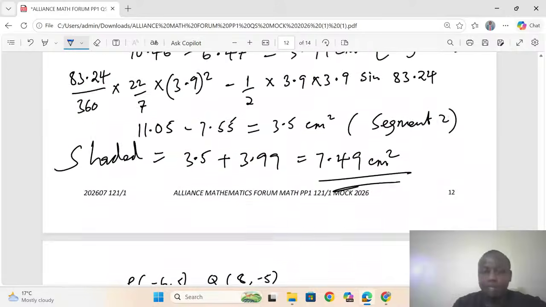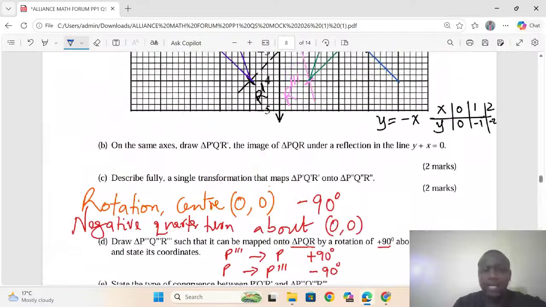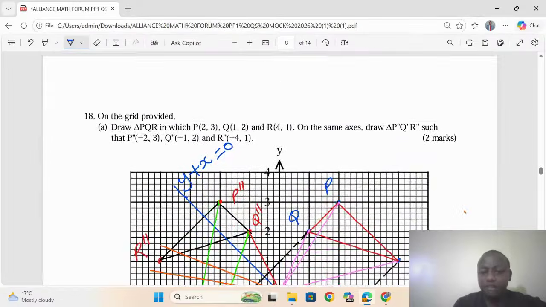So that's how we were supposed to handle such a paper, section B, section 2 of the paper. Section 1 was earlier done. You can review it on our platform.